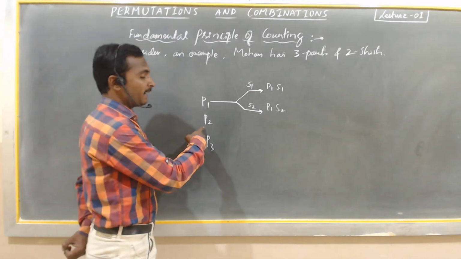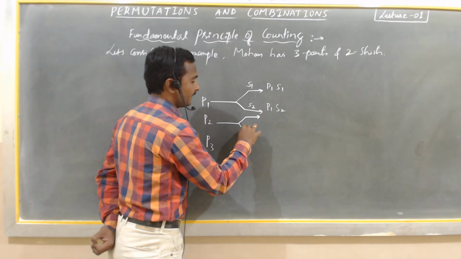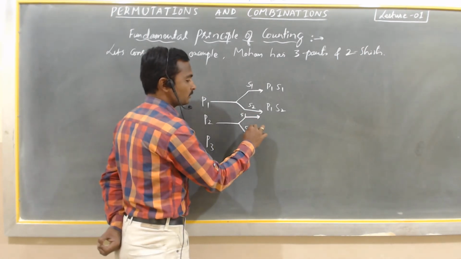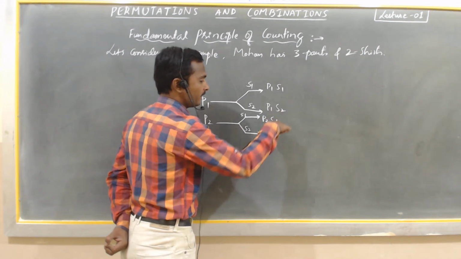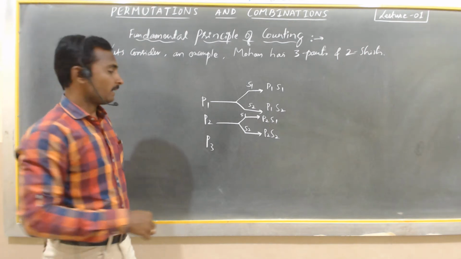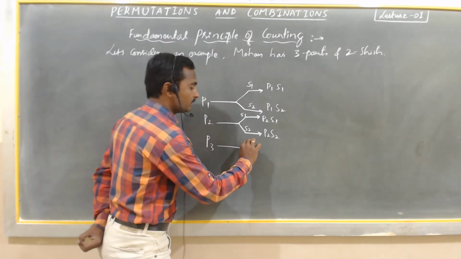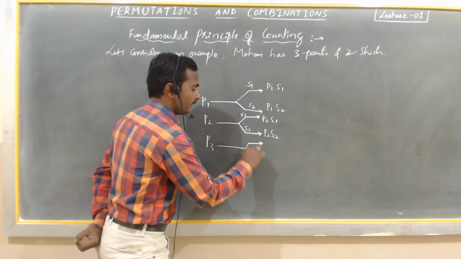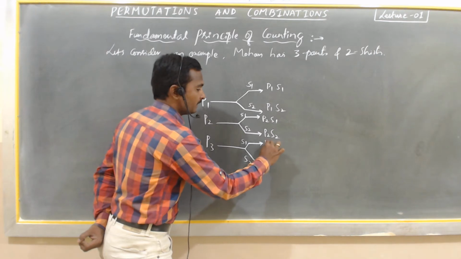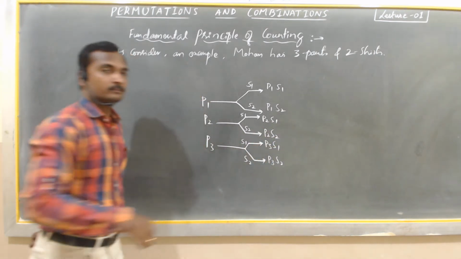Let's consider pant 2. Pant 2 can again be paired with two shirts, one is S1, one is S2. That is P2S1 and P2S2. Now again, come back to pant 3. Pant 3 can again be paired with the maximum two shirts S1 and S2. That is P3S1 and P3S2.